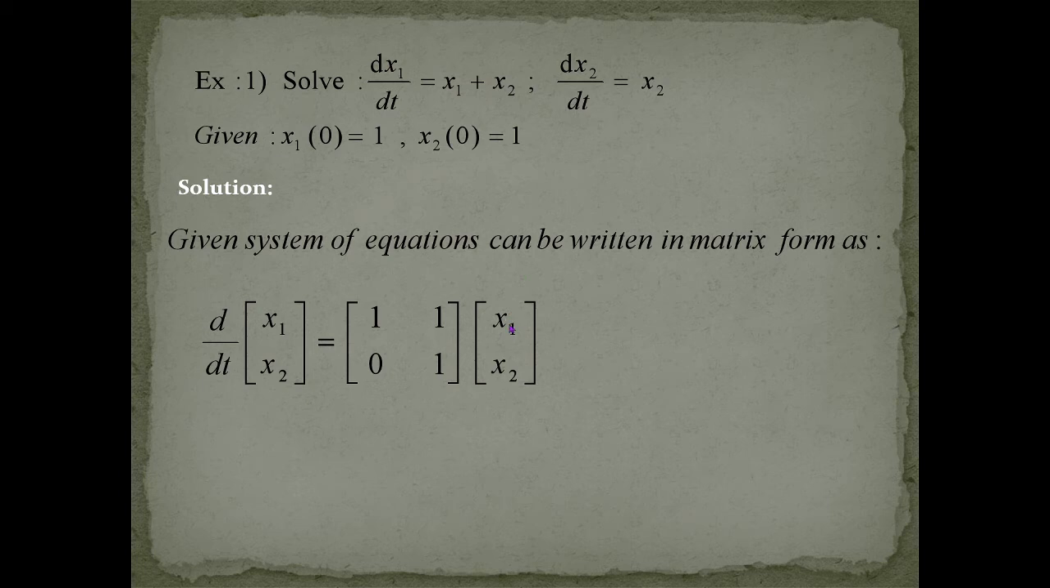Now if I denote this x1 x2 vector as capital X, I will get dX by dt is equal to AX, where X is equal to x1 x2. Okay, now what is the next step?